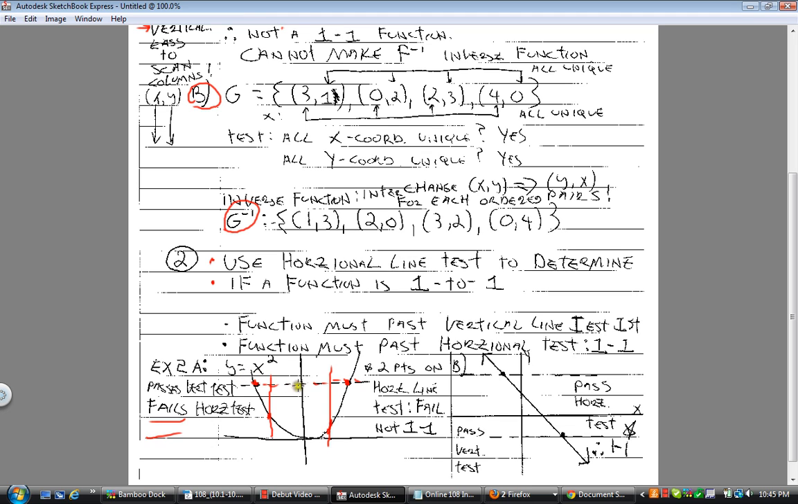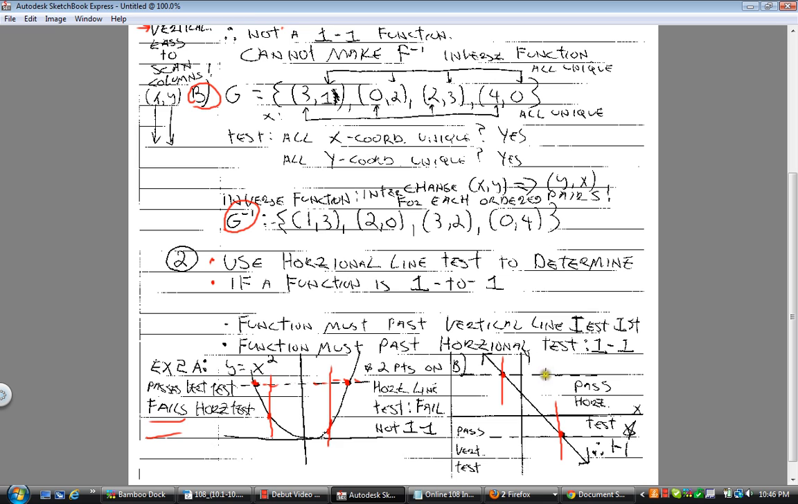Now if you happen to look at my example B here, we have a line, and we know lines are functions. If I do the vertical line test, you see it only passes the line one time. I might do another one, only hits it at that spot. So it is a function which we've talked about many times before.